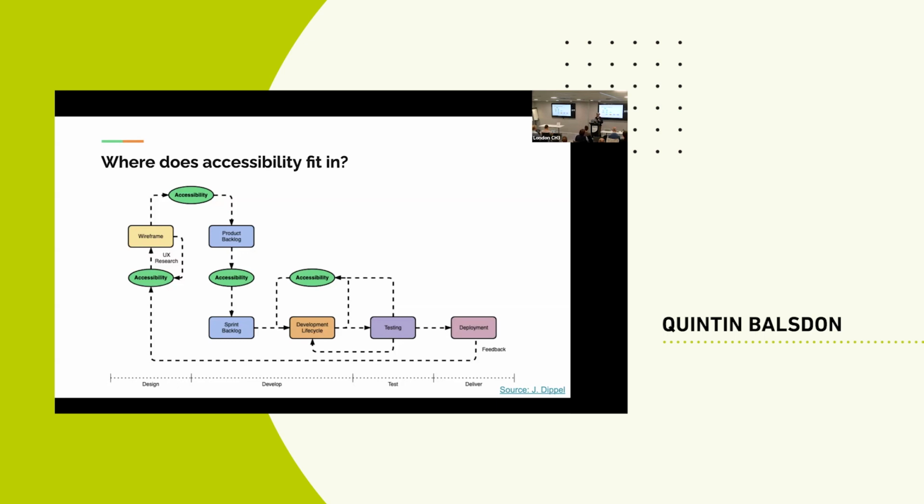I think you spend about 80% of your life cycle in maintenance. So it's not even in the creation of something, but in the maintenance of it. And accessibility should really be considered at all of these points.